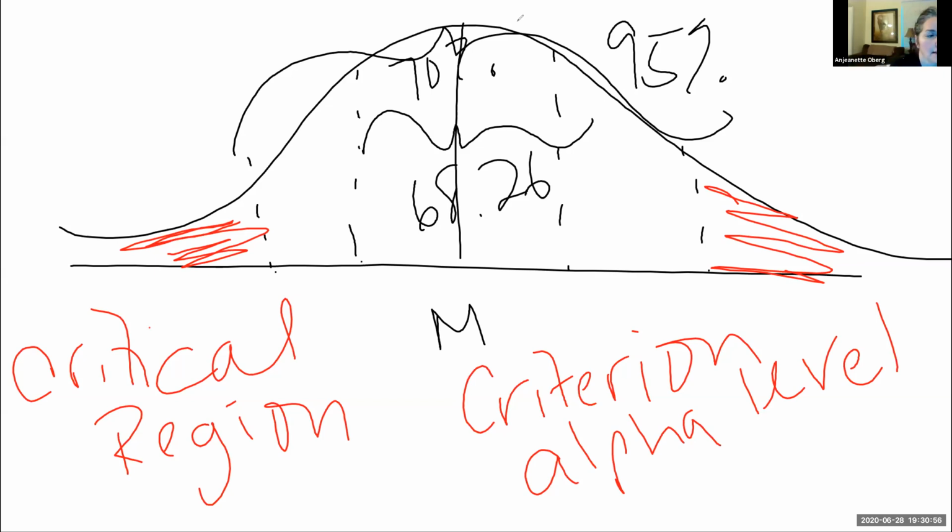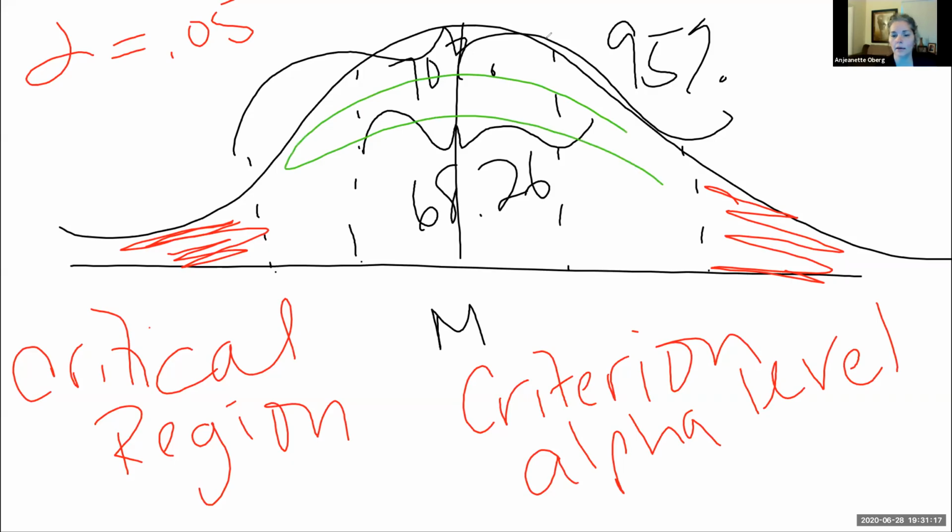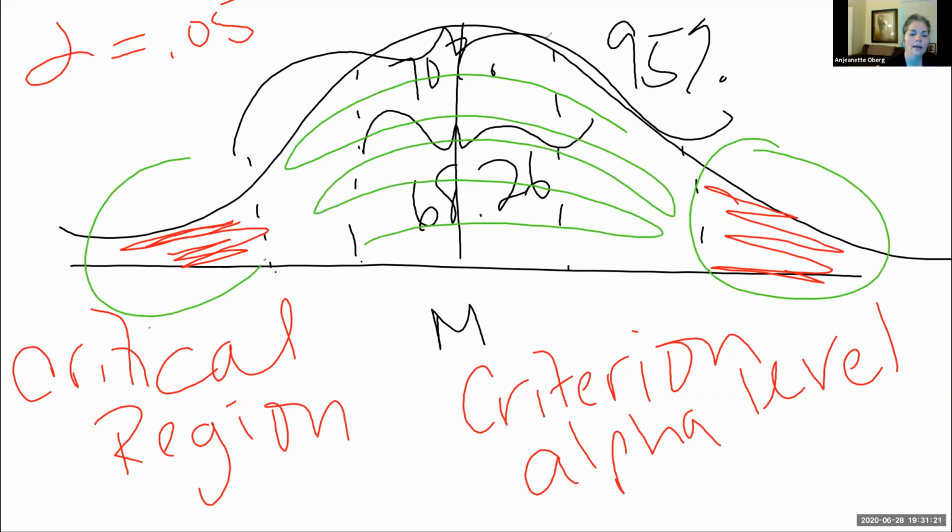And commonly, we want to work with an alpha level of 0.05, okay? And that would mean that the 95% is in here, right? And then 5% in the ends, okay?